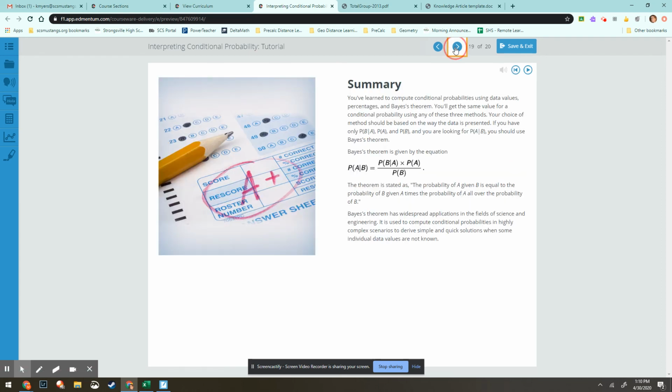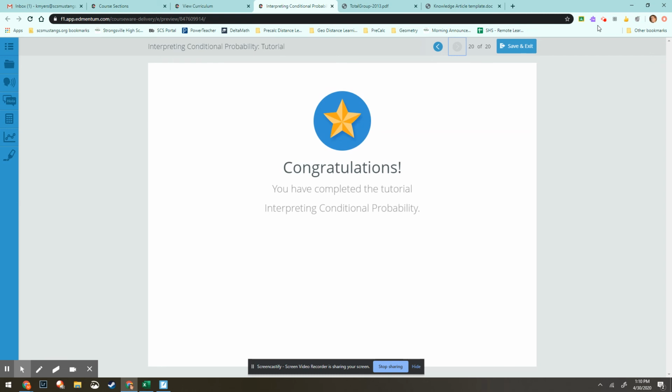Okay. So that's an example of when you'd have to use Bayes' theorem. All right, so here's our summary. Here's our gold star, and hey, good news. That is the last Edmonton thing that we're going to do, because then we're going to switch on to Delta Math, which I know is a little bit easier for all of us. All right, let me know if you have any questions.